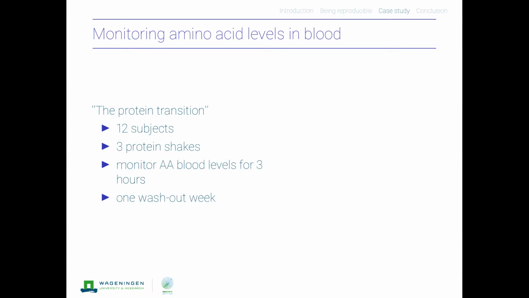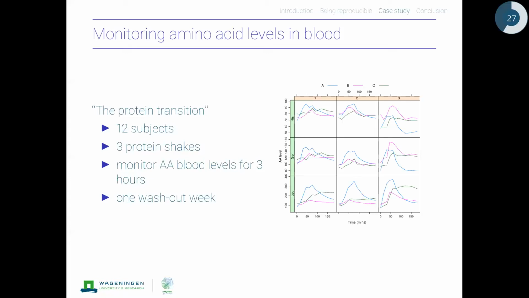Now, this is a small-scale project in which 12 subjects were subjected to a crossover design. They were given 3 different protein shakes, and their amino acid levels in blood were monitored for 3 hours. Then there was 1 week of washout, and then they would get the second shake, 1 week of washout, and they would get the third shake. The idea was that we could compare them: 2 of the protein shakes were from vegetable material, and the other one was whey, which is kind of a standard protein to compare with.